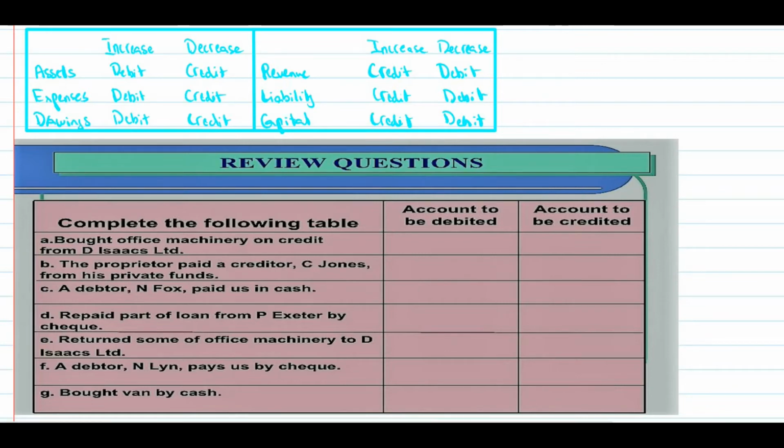Now, the first question says, bought office machinery on credit from D. Isaacs Limited. Now, as we know, we bought machinery. As machinery is an asset, it would be debited because machinery is increasing. So write machinery, and as we have bought it from D. Isaac, it means that D. Isaac is our liability because we need to pay back D. Isaac later on. So as our liability is increasing, we would credit D. Isaac.